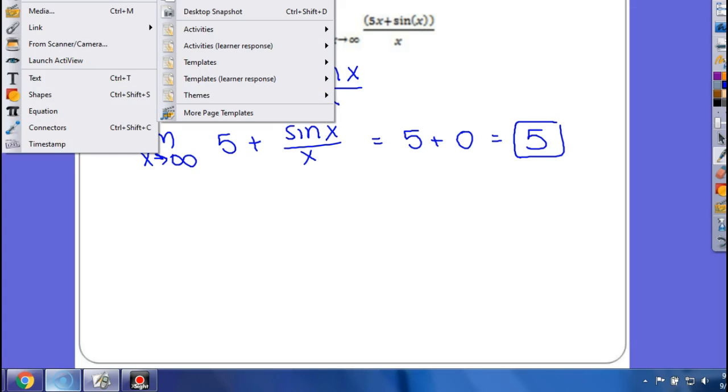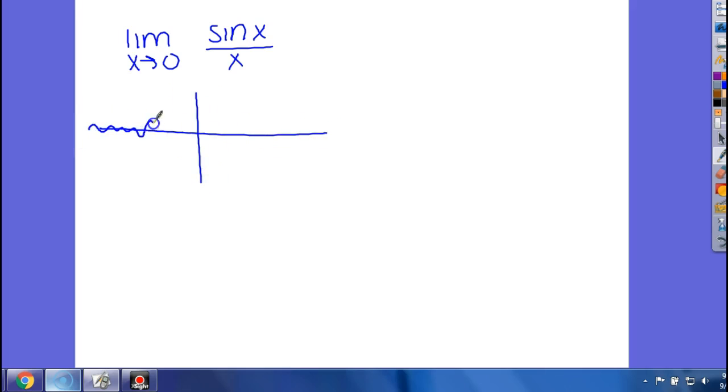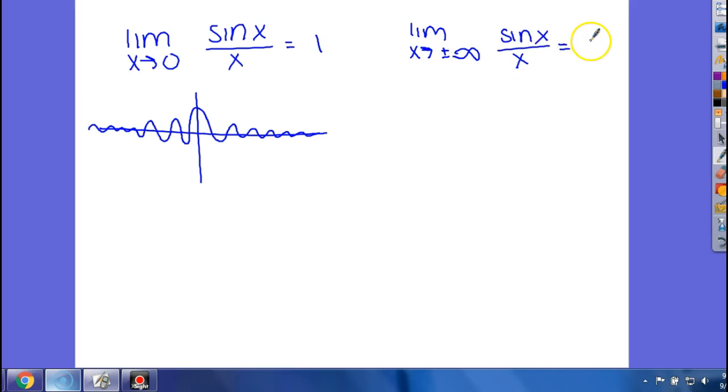So what I want to do is look at the limit as x approaches 0 of sine x over x. It's already in your graphing calculators, right? We just did it. Here's my graph. What's happening as we look at this limit from the left and the right, getting closer and closer to 0? It's getting closer and closer to 1. So it is now safe to say that the limit as x approaches 0 of sine of x over x is 1, and the limit as x approaches positive or negative infinity of sine of x over x is 0.